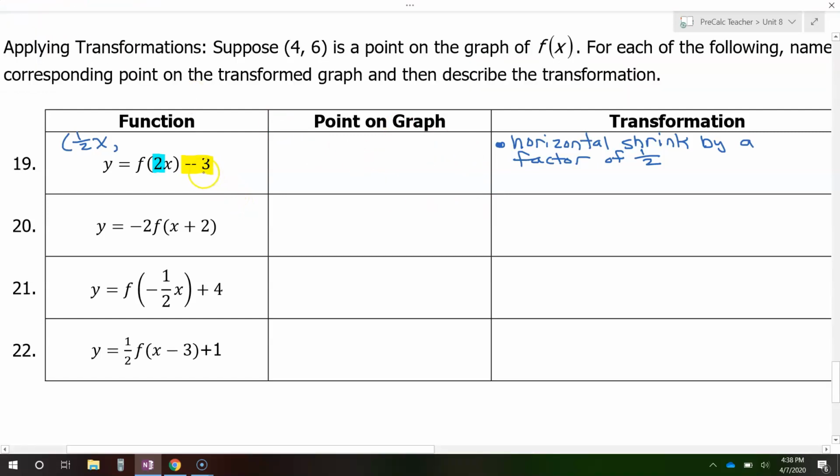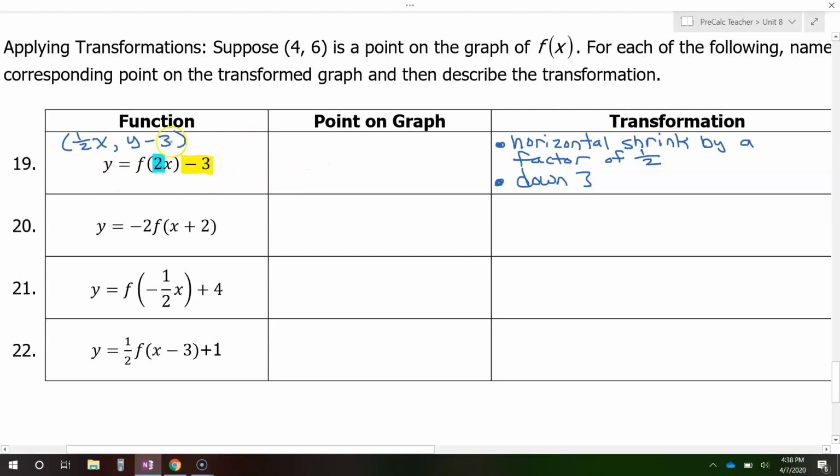Now, moving on to the vertical stuff. So this -3 is going to be a vertical shift, which is going to be down 3. All right, the y stuff, the vertical transformations, happen just like you would think. Negative is down. So because of that, we're going to take the y values and we're going to subtract 3.